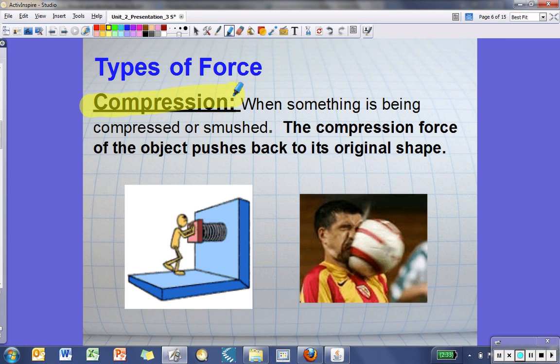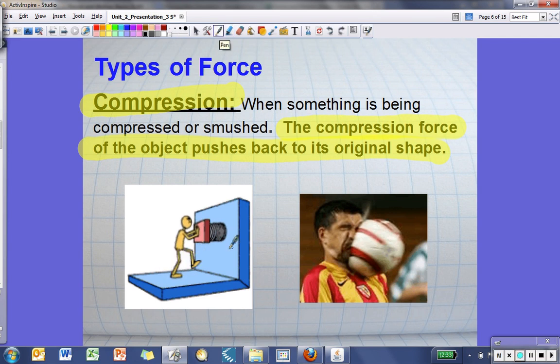Okay. Now, compression is when you're actually compressing or smushing something, right? And again, same as tension, the compression force of the object pushes back to its original shape, right? So whenever I push on a spring, like whenever you're playing pinball, whenever you press that spring, what does it want to do? It actually wants to go back to its original shape. Look at the first picture of this guy pushing it. The guy pushing the spring is an applied force because he's physically pushing it. But what's happening is compression is where the spring wants to go back this way.